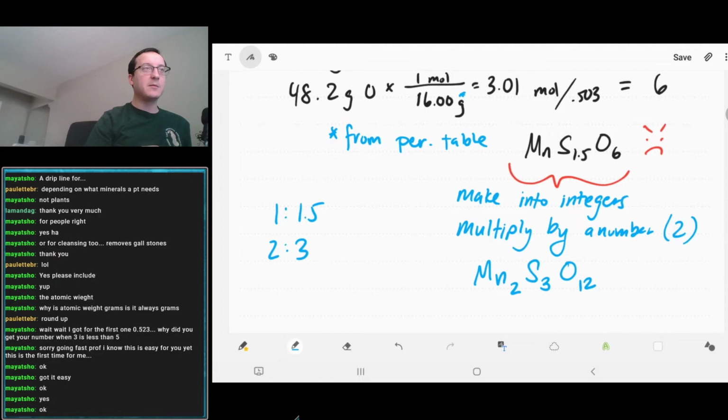So I'm going to have some handy-dandy rules for us here. By the way, this one makes me happy because we always want to have integer numbers, right? So that's going to give us a nice ratio between all of our elements.